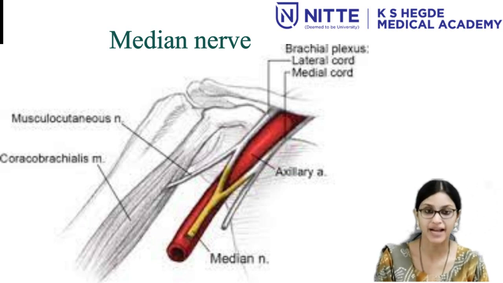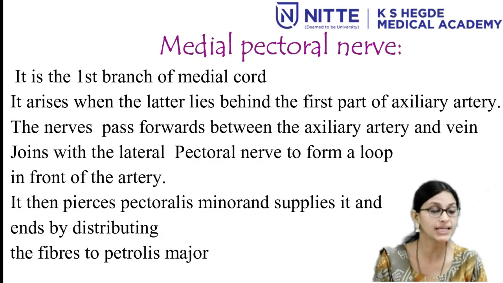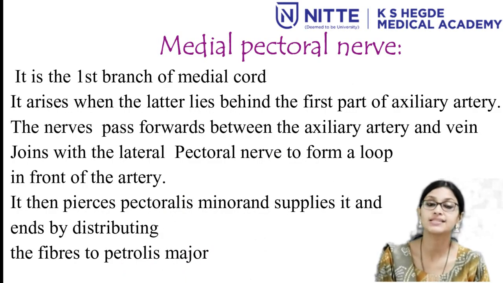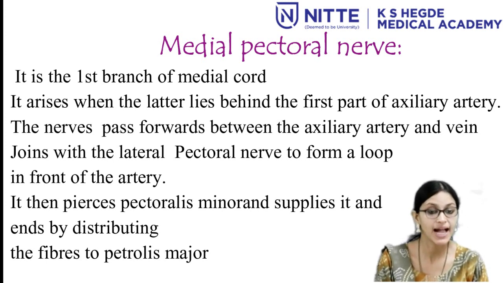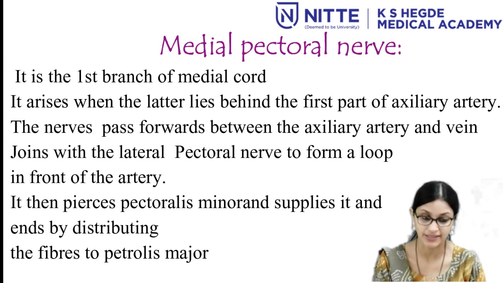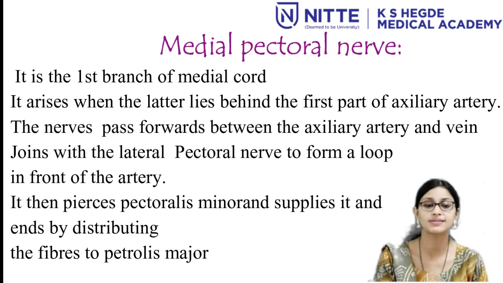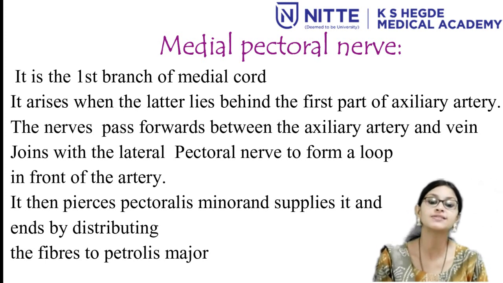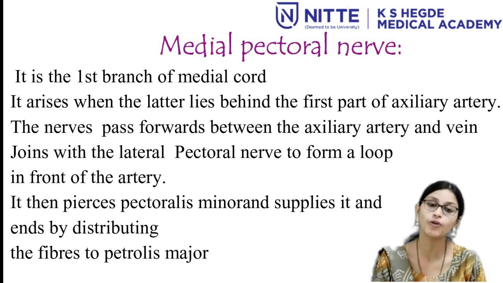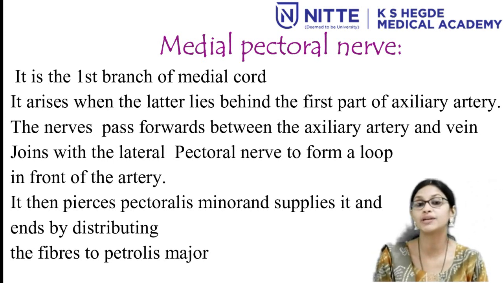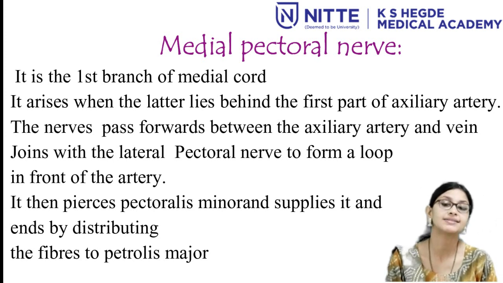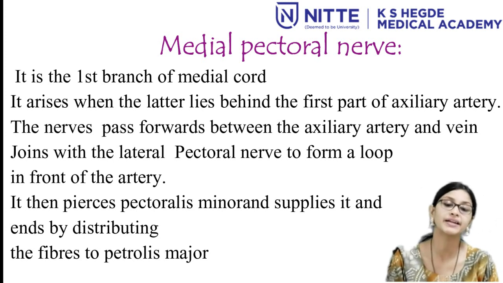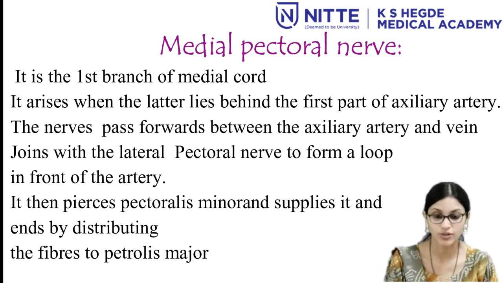Now coming to the next branch of the medial cord, that is the medial pectoral nerve. It is the first branch of the medial cord and arises when the latter lies behind the first part of the axillary artery. The nerve passes forwards between the axillary artery and the vein, joins with the lateral pectoral nerve to form a loop of communication in front of the first part of the axillary artery.